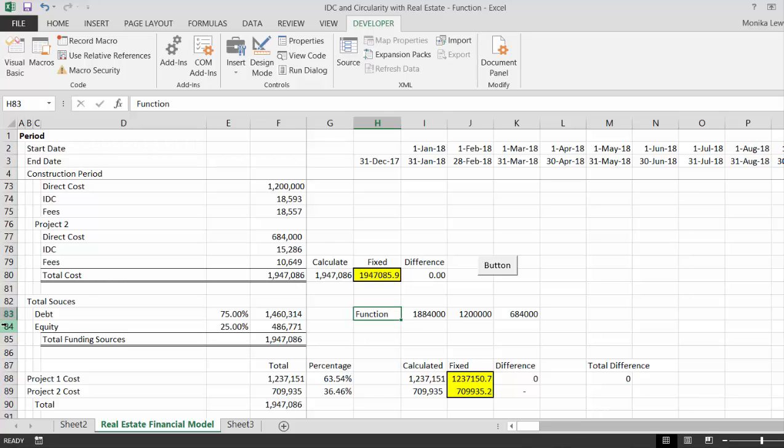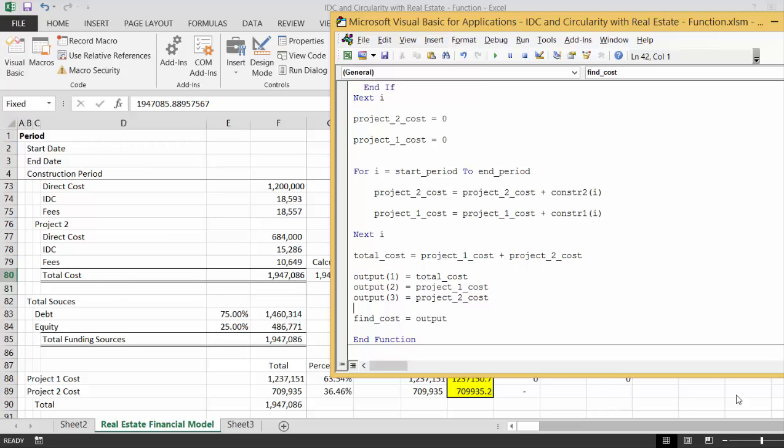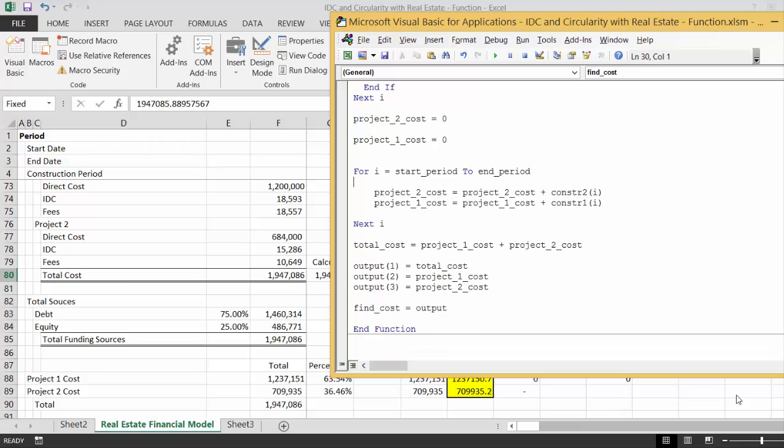Eventually this fixed cost will be the total project cost, and these two costs will be these two costs. So we start at the end, and that's pretty good news, because now we just have to start working backwards. The problem here, and the reason we have a circular reference, is we need the IDC for both of these. So I'll call this IDC1, and this is going to be IDC2.